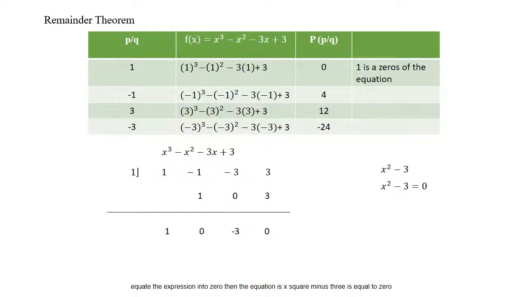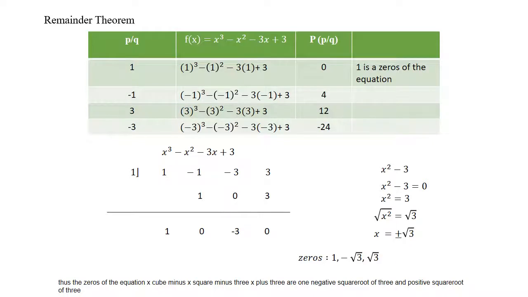Equate the expression to 0. The equation is x squared minus 3 is equal to 0. Perform the additive inverse, then the equation becomes x squared is equal to 3. Then extract the square root of both sides of the equation. Then the values of x are positive and negative square root of 3. Thus, the zeros of the equation x cubed minus x squared minus 3x plus 3 are 1, negative square root of 3, and positive square root of 3.